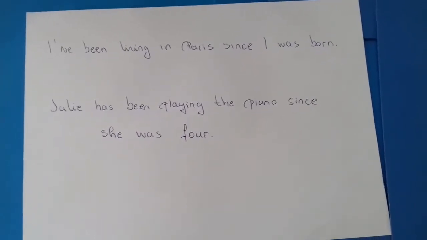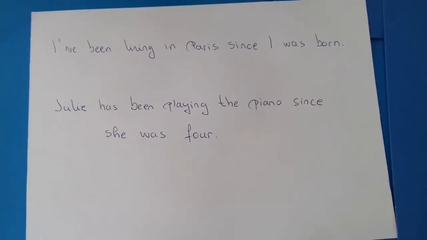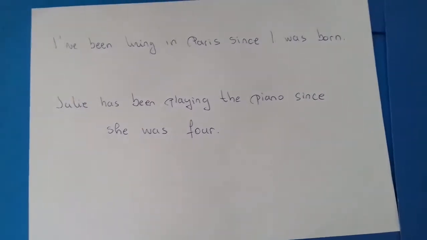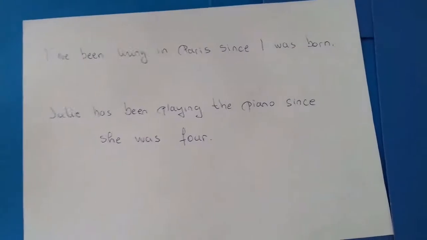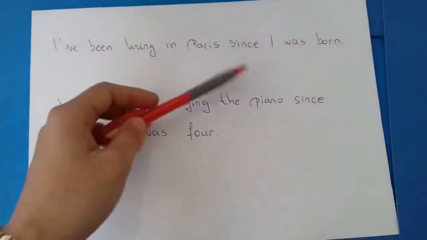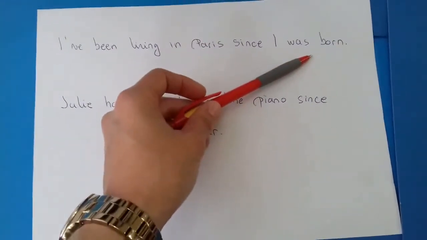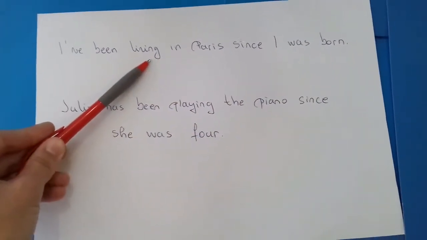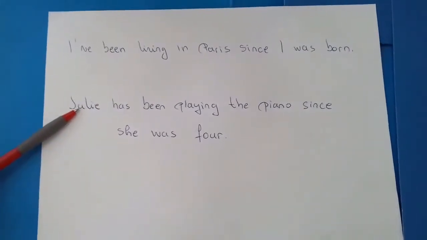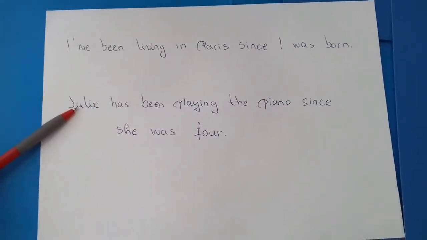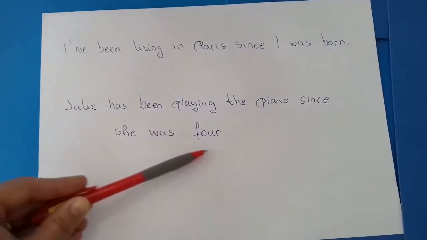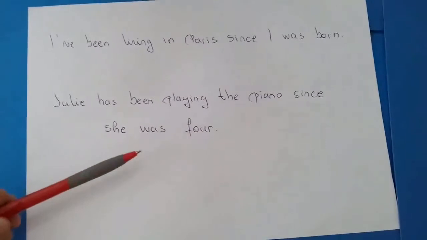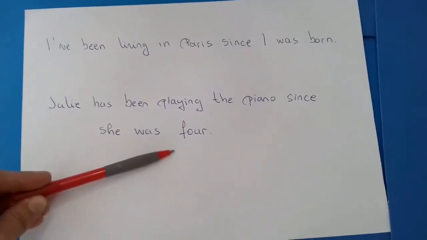And we also use the present perfect continuous tense to talk about actions that started in the past and are still continuing. So, I've been living in Paris since I was born. That means I'm still living in Paris. The second example is Julie has been playing the piano since she was 4. That means she's still playing the piano. She didn't stop. She's still playing it.